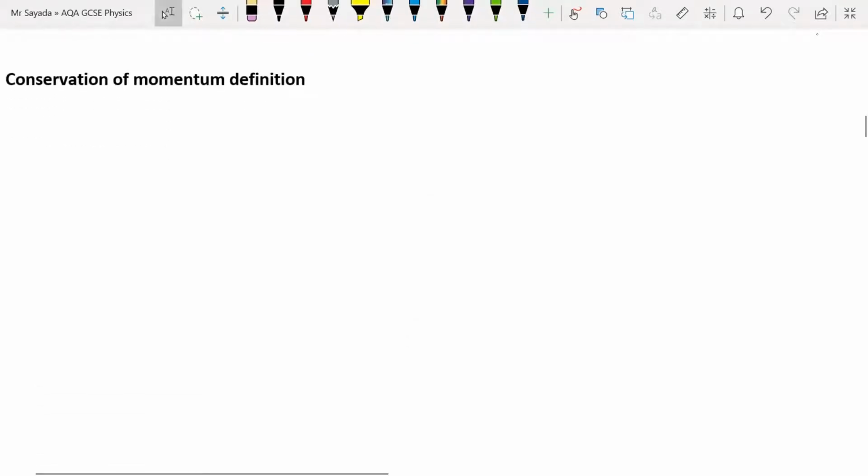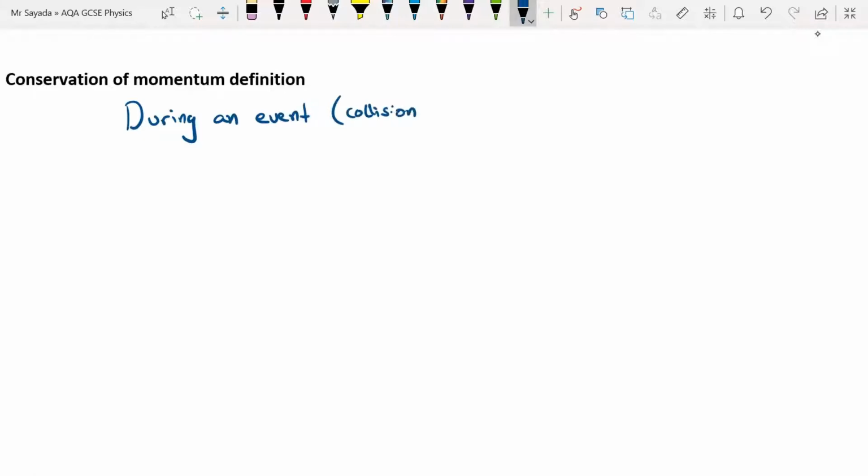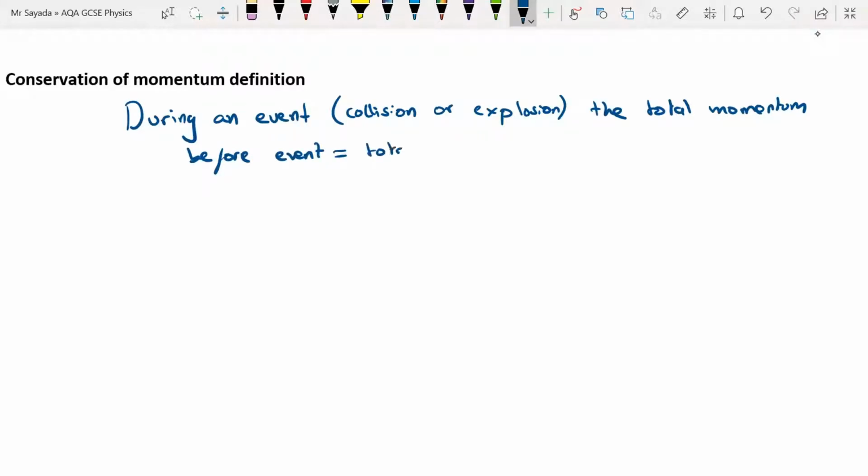So now we're going to look at a concept called conservation of momentum. The idea of conservation of momentum is that during an event, and what I mean by an event is a collision between two objects, or an explosion, which is when one object splits into two parts which go flying off in different directions, the total momentum before the event equals the total momentum after the event, as long as there's no external forces acting.